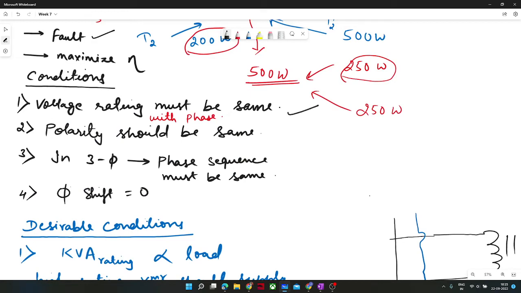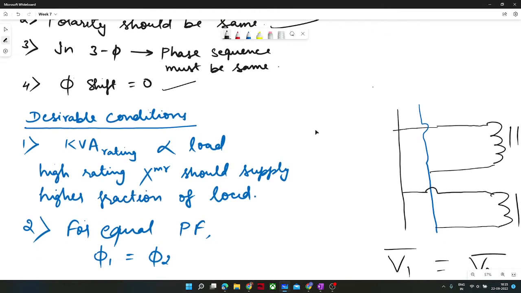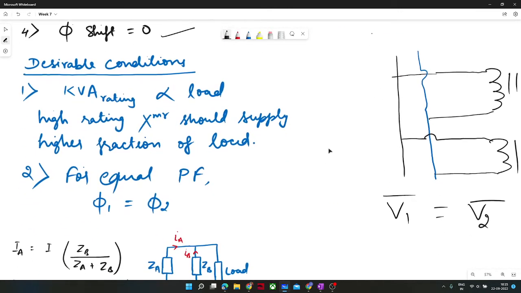First is voltage rating. Polarity should be the same. Again, if voltage and angles are the same but polarities are opposite, then the current would be 2 times the voltage difference divided by resistance. So again, high circulating current will flow. The phase sequence must also be the same, for the same reason, and phase shift I mentioned. So these were some necessary conditions. Let us talk about desirable conditions.